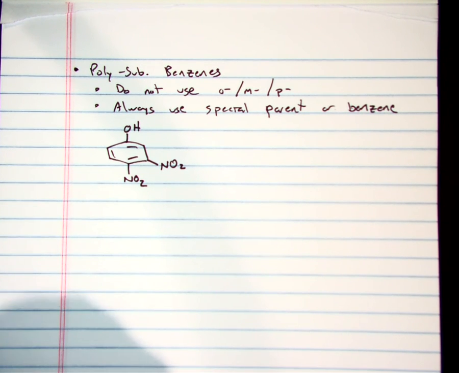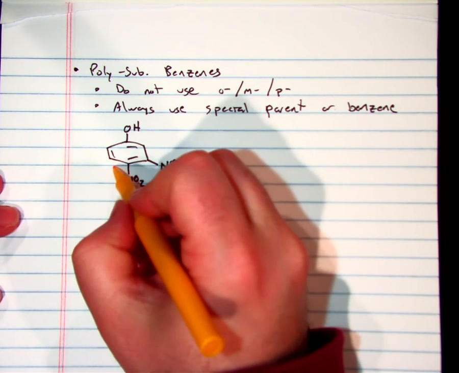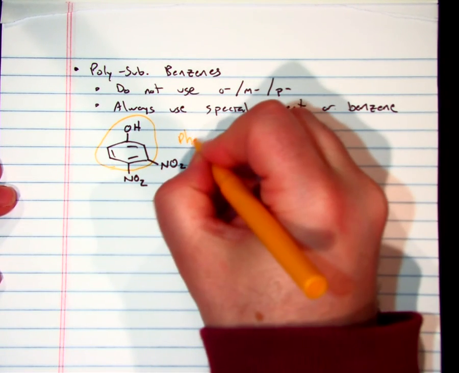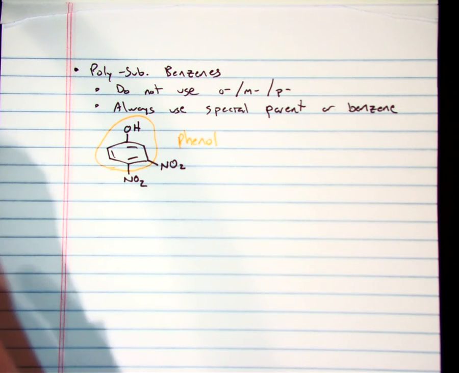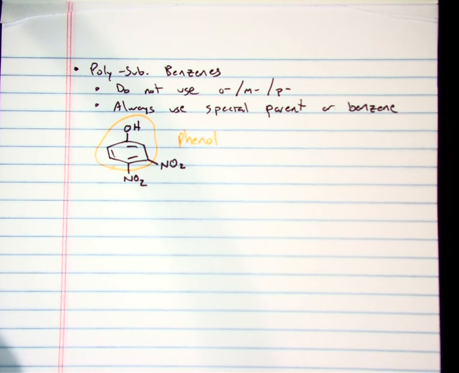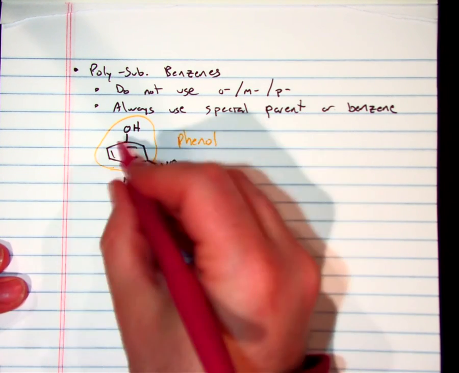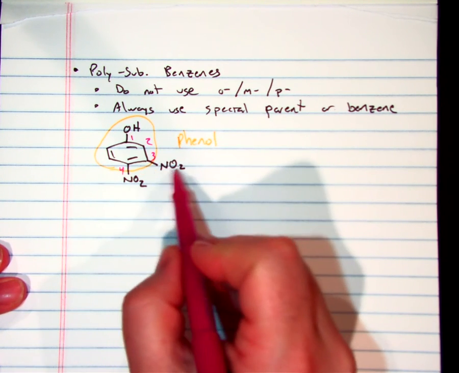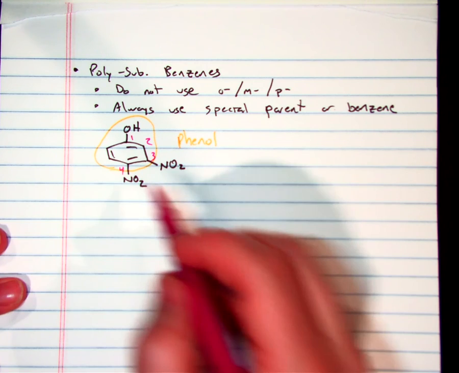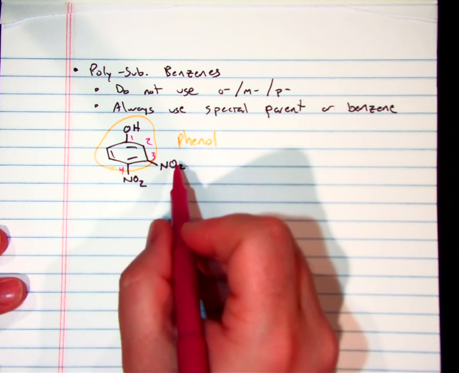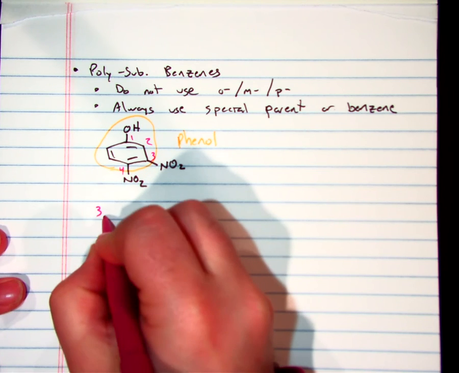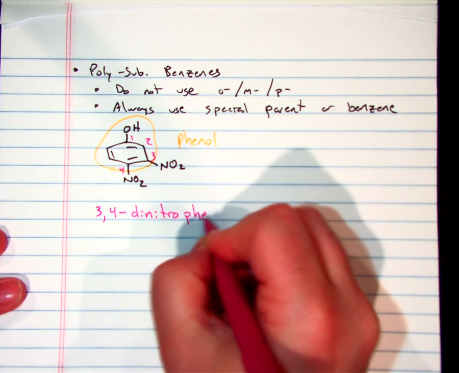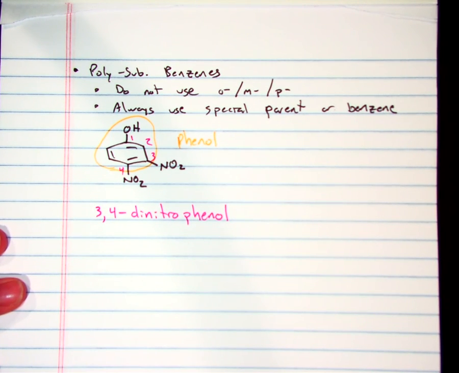So we have something like this. We do have a parent name. So this is a phenol. And when we number this, we're going to be numbering based on that special parent name. So this is going to be 1, 2, 3, 4. We have a nitro group at the 3 and the 4 position. So we have a 3,4-dinitrophenol. That's how we would name that one.